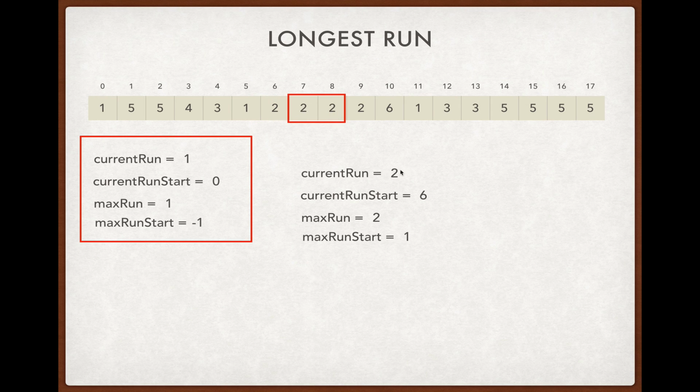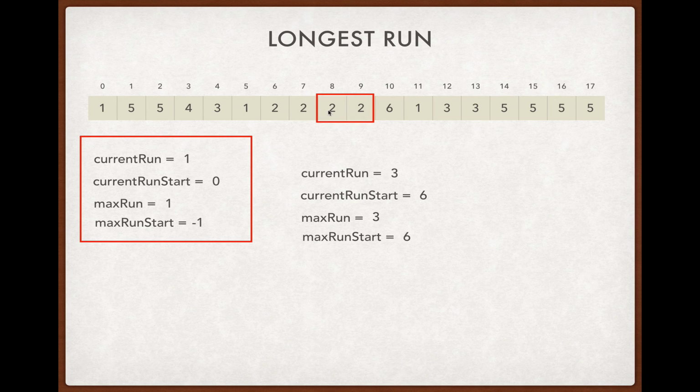There's still a match. So I add 1 to my current run. It's now 3. 1, 2, 3. My current run start, it still starts at 6. I don't change it. But I have to check, is my current run bigger than my max run? Yes, 3 is bigger than 2. So I'm going to change my run and the run start, because the run start now starts here. And then I move on.